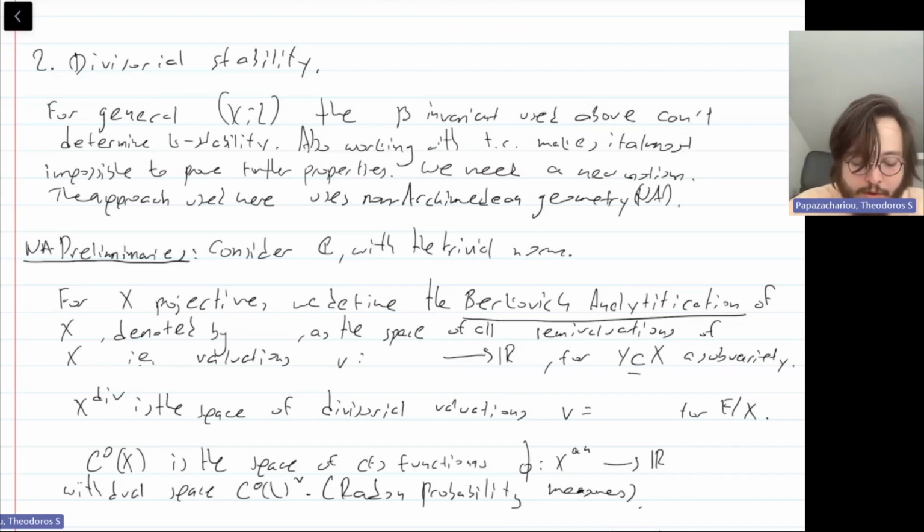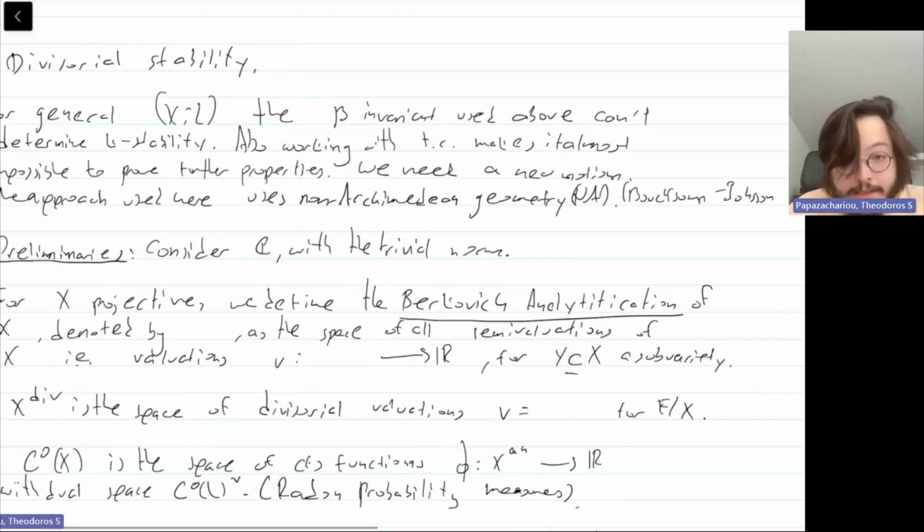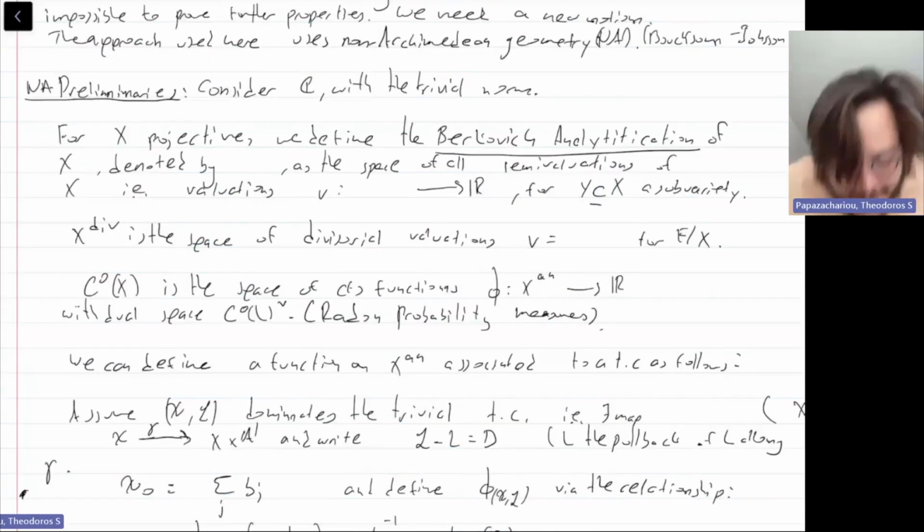So this new approach, which I'm going to go over in a little bit, uses techniques from non-Archimedean geometry and differential geometry to study K-stability, and essentially it reaches the conclusion that you need to define this notion of divisorial stability. And this is the work of Boucksom-Jonsson from last year, from 2022, which is a very recent advance, essentially. So without further ado, I'm just going to give some preliminaries.